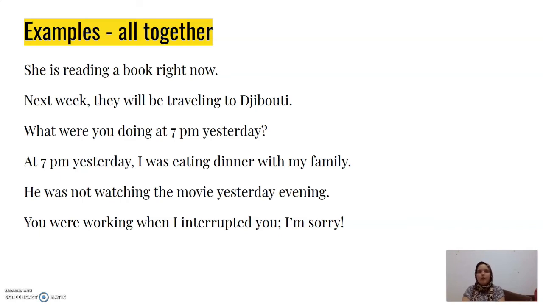What were you doing at 7 p.m. yesterday? This question is asking us about what was going on at a specific moment in the past. So we use the past continuous.